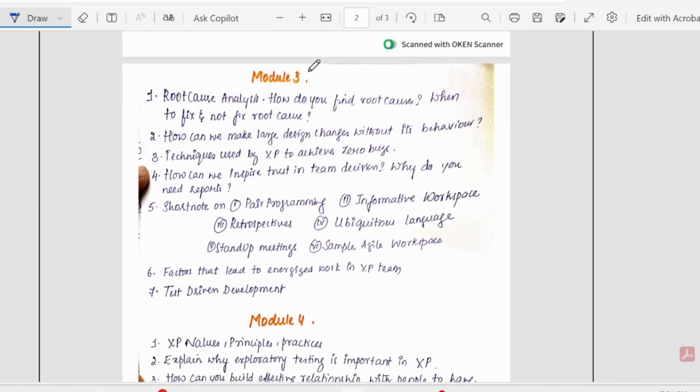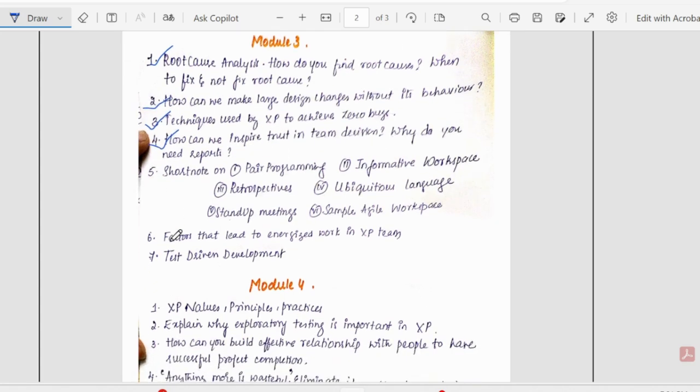Moving further, the third module. The first question is root cause analysis. How do you find the root cause? When to fix and not to fix? Then we have, how can we make large design changes without changing its behavior? Moving further, we have techniques used by XP to achieve zero bugs. Then we have, how can we inspire trust in team decisions? Why do you need reports?